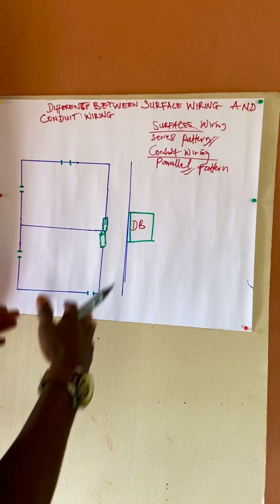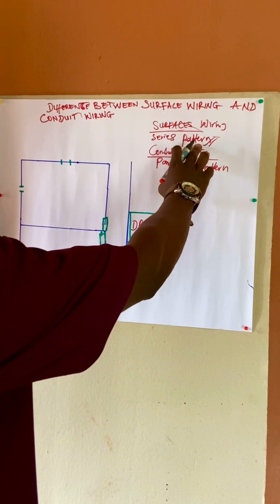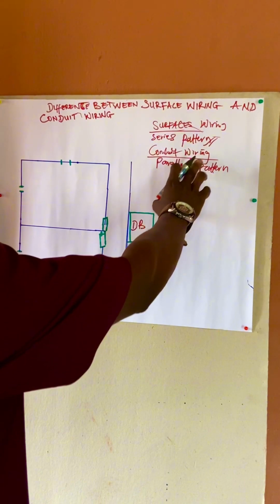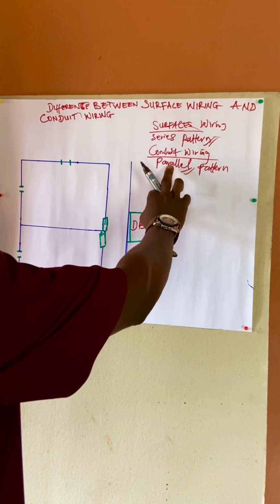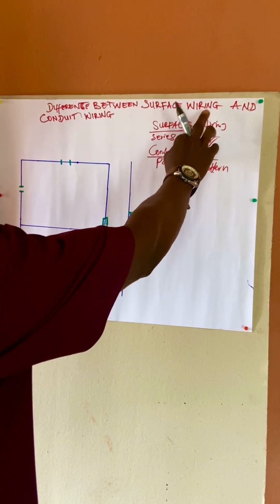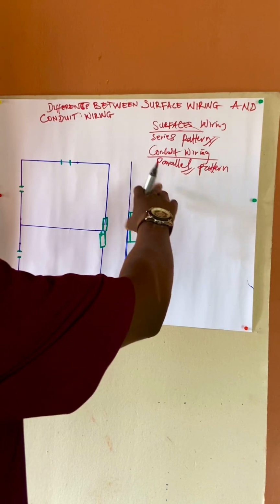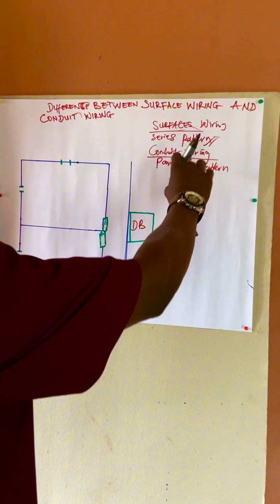wiring. So in surface wiring, we use the word series pattern, and in conduit wiring, we use the word parallel pattern. So this series pattern is for surface wiring, while parallel pattern goes with conduit wiring.